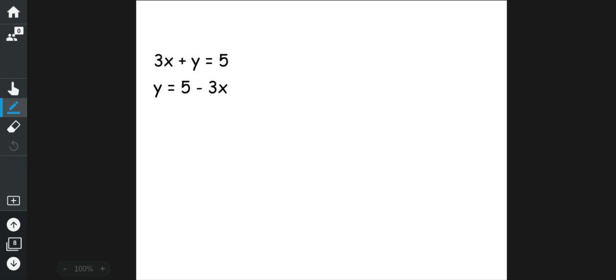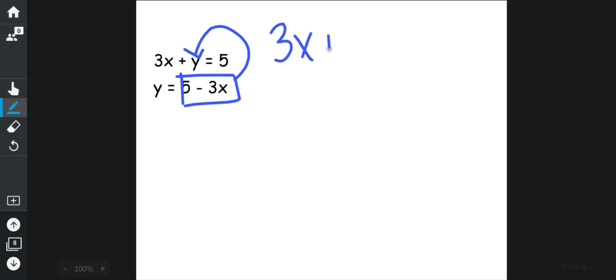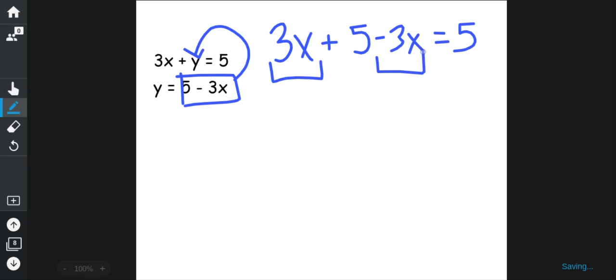Okay. Luckily in this one, they've solved for y for us already. So we're just going to plug that in for y. 3x plus 5 minus 3x equals 5. So we're going to combine like terms here, and that becomes 0. And then we get 5 equals 5.